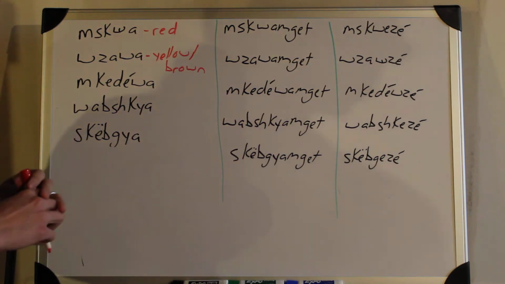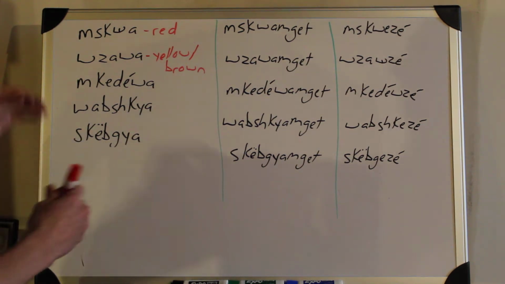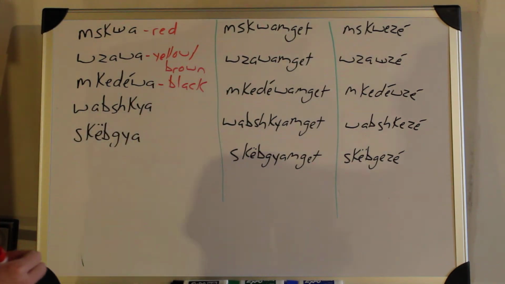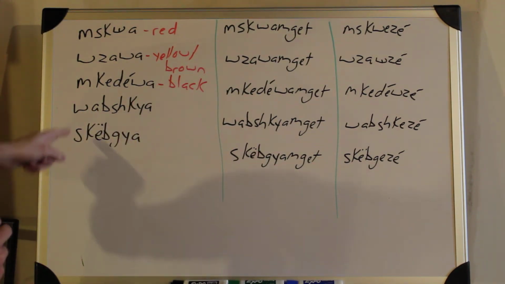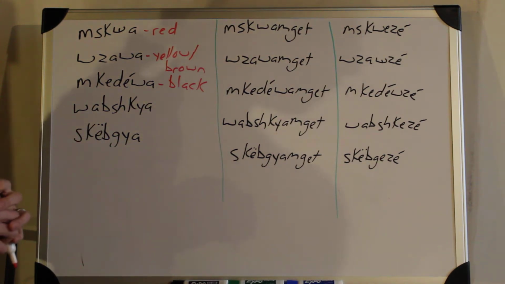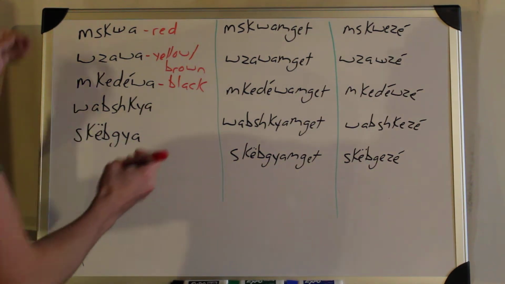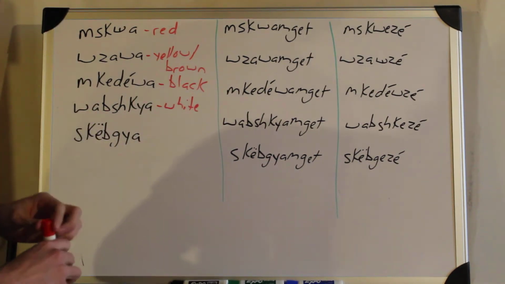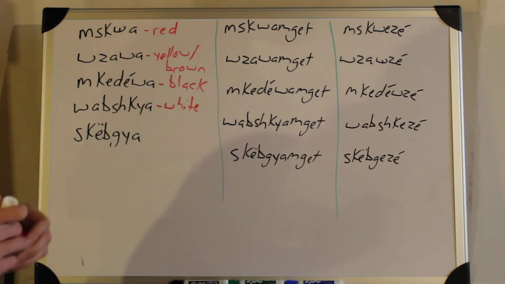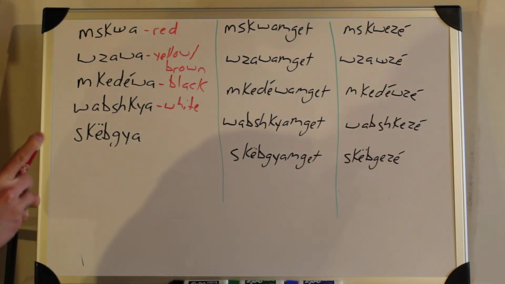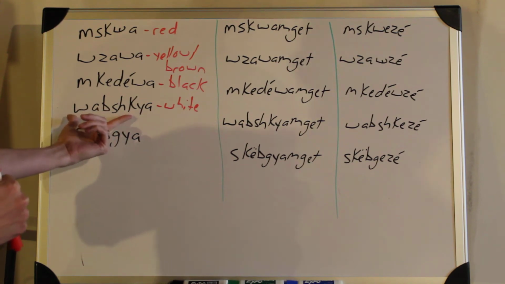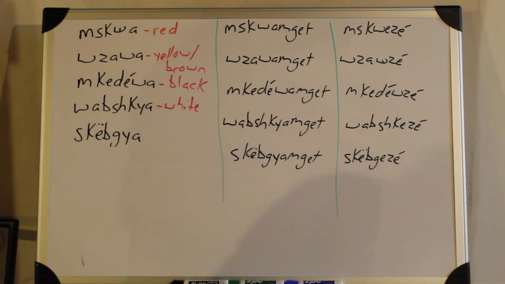Next we have Kadawa. Kadawa is our word for black. Next down is Wabshkia. Wabshkia is our word for white. And what this refers to is, you've heard of Wabash, Wabash, Indiana. That comes from the word Wabishk. Wabishk is white clay. This is what this is referring to. Wabshkia. You see the Wabash right there. Wabshkia, white.